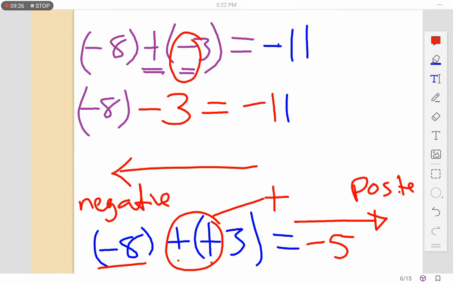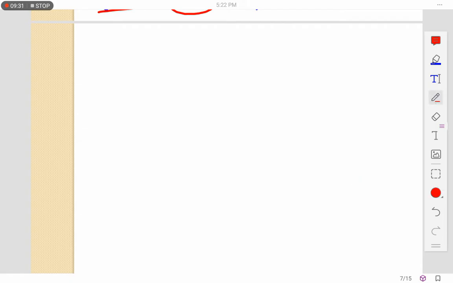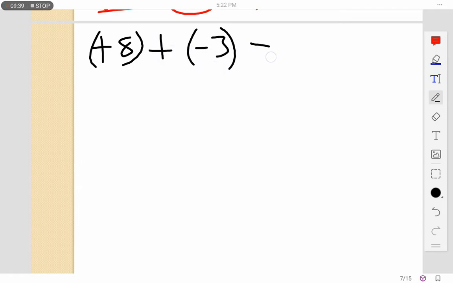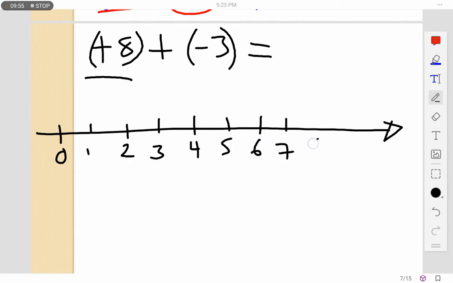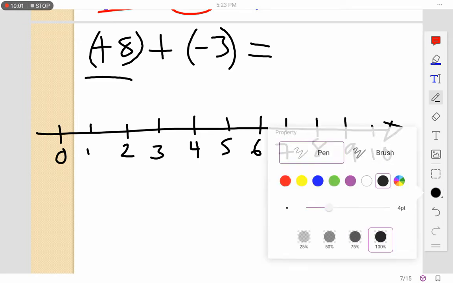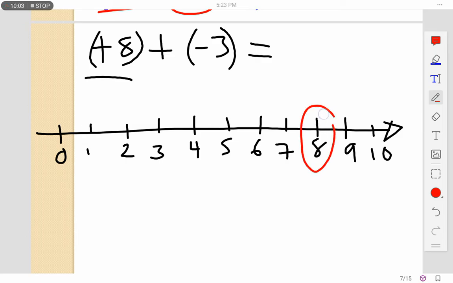Okay, so maybe let's do 2 more examples. Here I've got plus 8 plus minus 3. So when we have this, it's the same as having a positive on our number line. So I'll start at 0, 1, 2, 3, 4, 5, 6, 7, 8, 9, 10. Okay, like that. So I've got a positive 8. This is my positive 8.